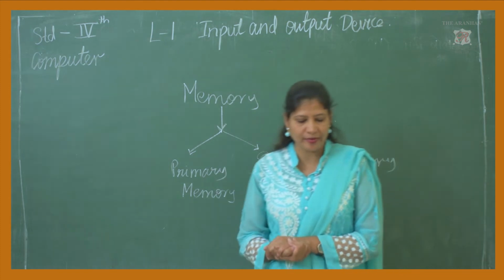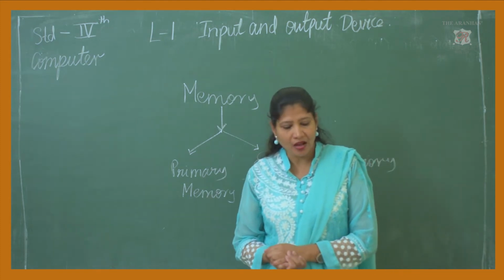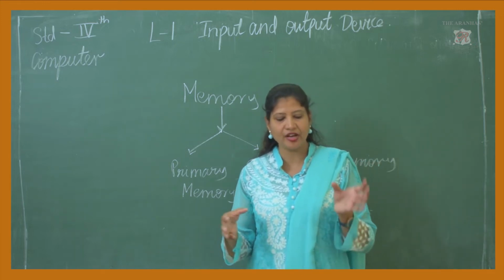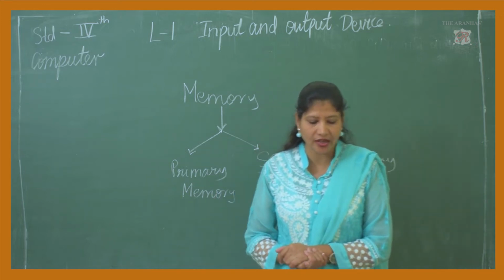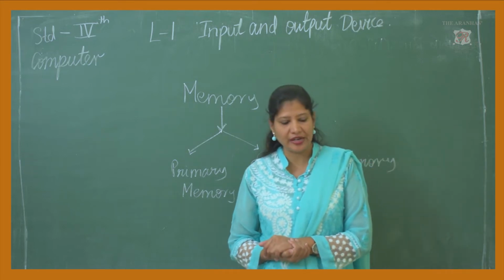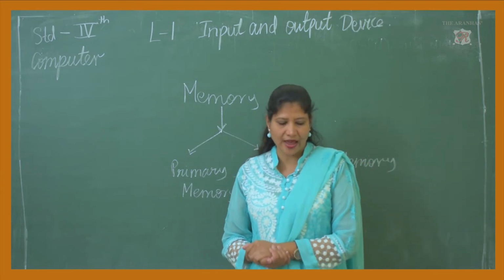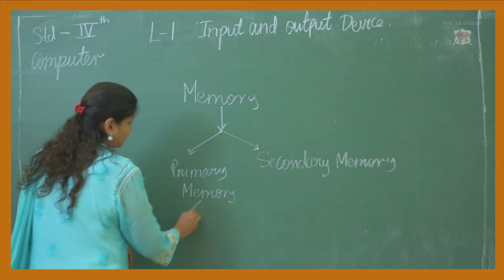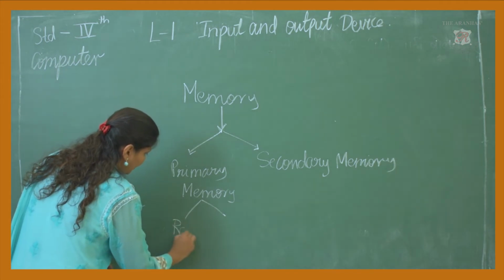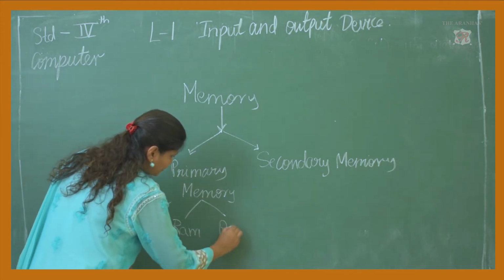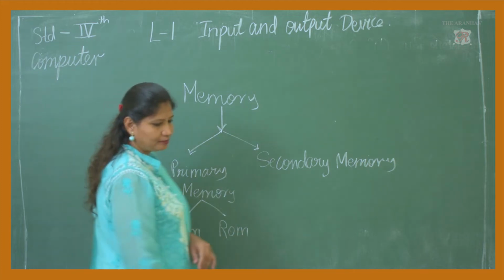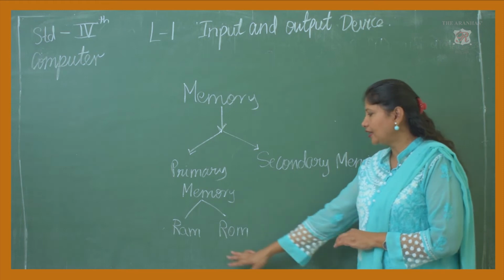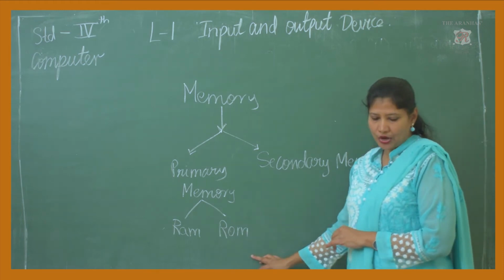What is primary memory? It is the main memory of the computer. It is present on the motherboard. Where is the primary memory? It is on the motherboard. Primary memory is of two types. First is RAM and the second is ROM.